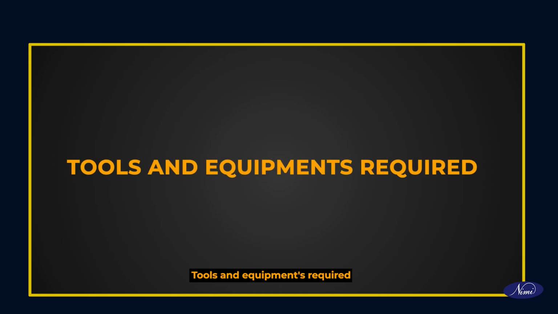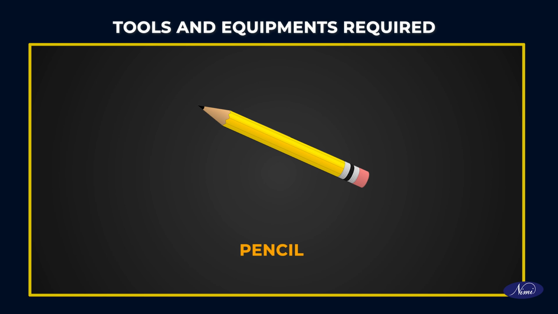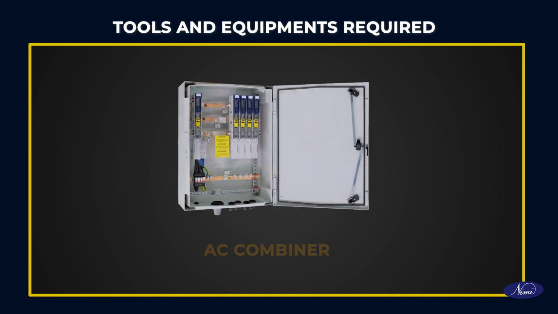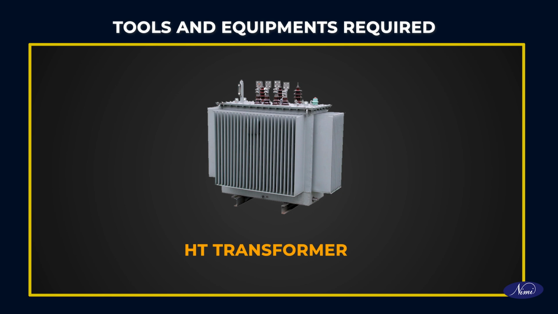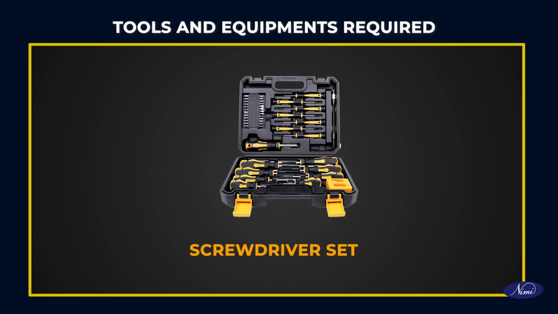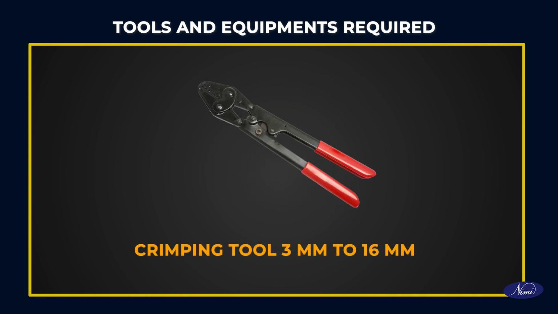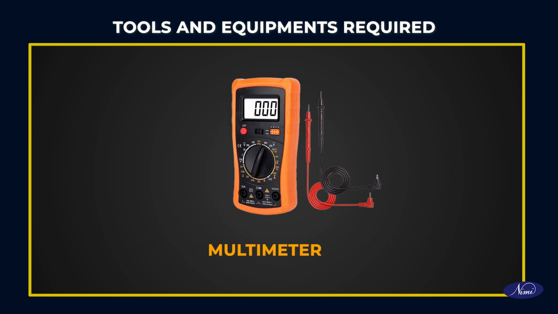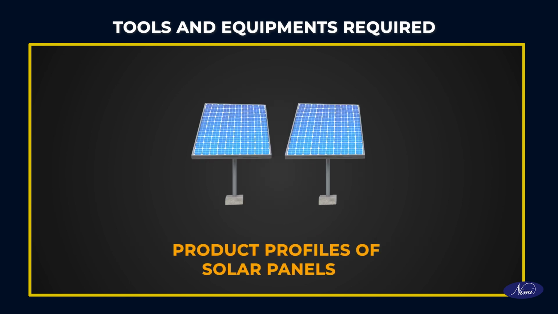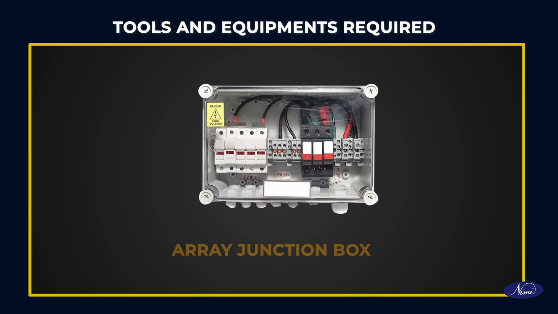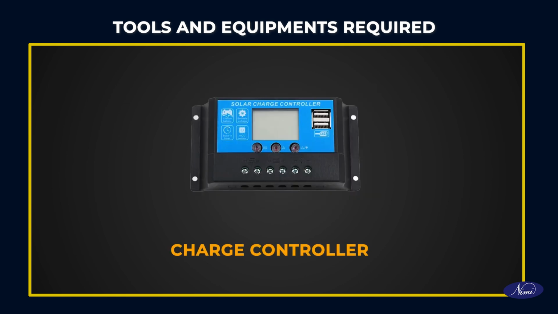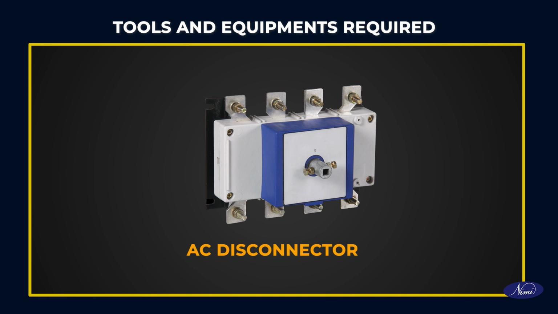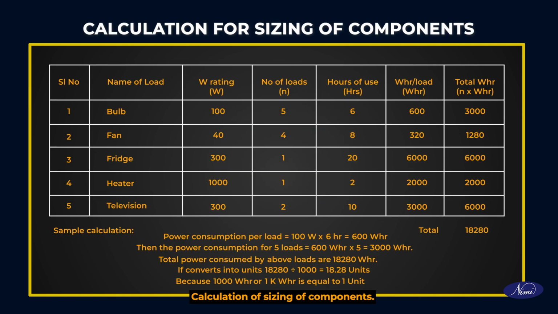Tools and equipment required: paper, pencil, eraser, scale, AC combiner, HT transformer, hammer, screwdriver set, crimping tool 3 mm to 16 mm, double-ended spanner set 6 mm to 15 mm, multimeter, product profiles of solar panels, batteries, array junction box, charge controller, DC disconnectors, AC disconnector, inverter. Calculation for sizing of components.